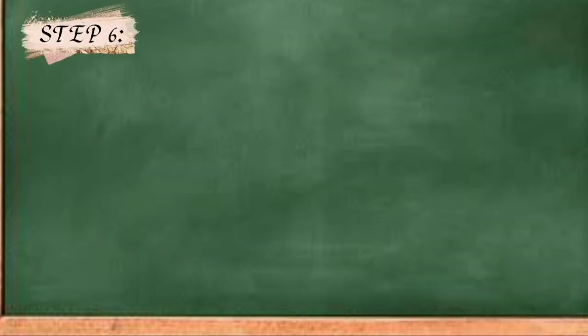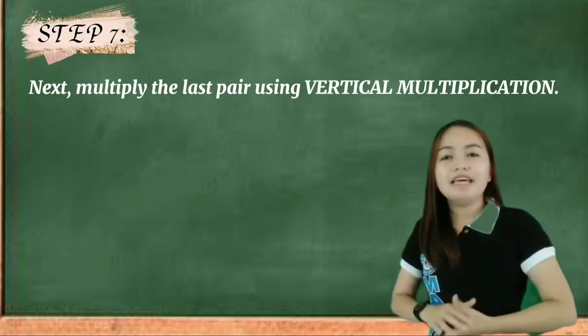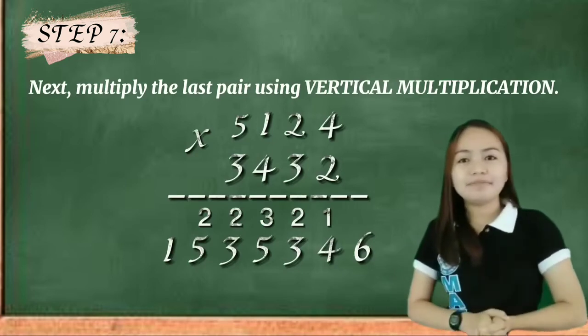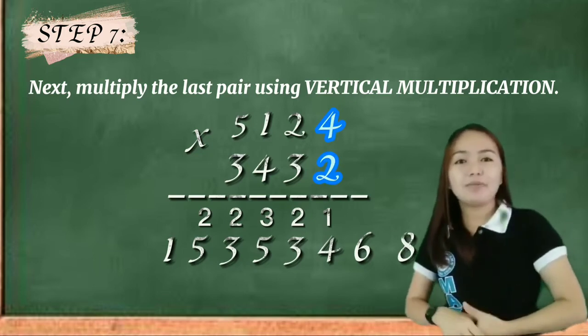Next, step 6. Multiply the third and the fourth using cross multiplication. Use the same procedure. We have 4 times 3 equals 12. 2 times 2 equals 4. 12 plus 4 equals 16. So, bring down 6, carry 1. Seventh step. Next, multiply the last pair using vertical multiplication. We have 2 times 4. So the answer is 8. Bring down 8.